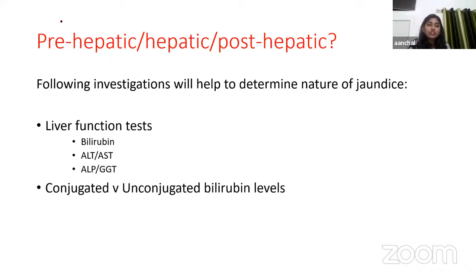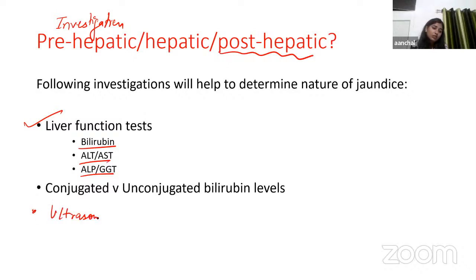So what are the investigations for prehepatic jaundice, hepatic jaundice, and post-hepatic jaundice? The following investigations will help to determine the nature of jaundice, like the liver function test, in which we test the level of bilirubin, various enzymes like ALT, ALP, and also the level of conjugated and unconjugated bilirubin. And for post-hepatic jaundice, to find out the cause of obstruction, sometimes ultrasound is also needed. Okay. So this is also an investigation for post-hepatic jaundice.